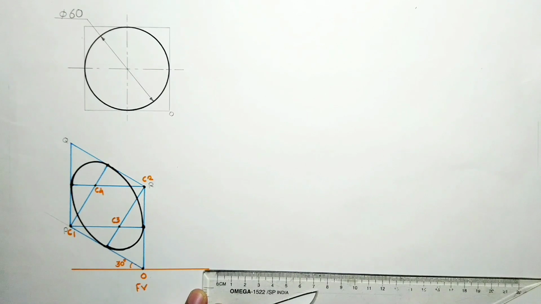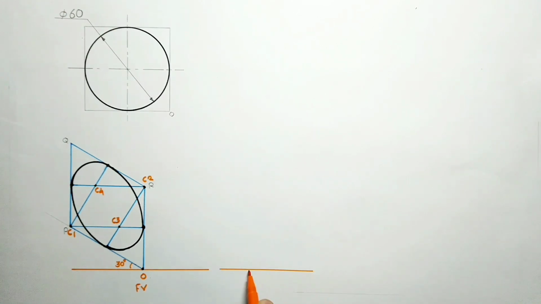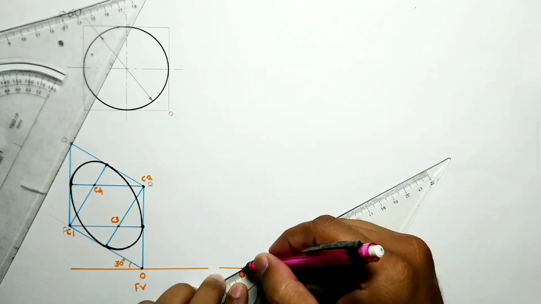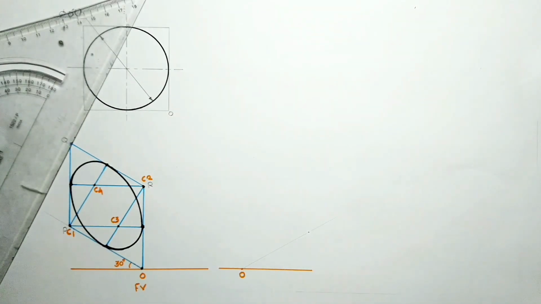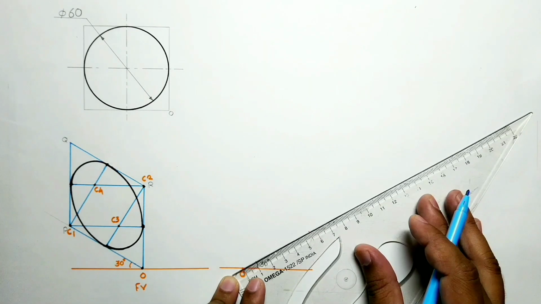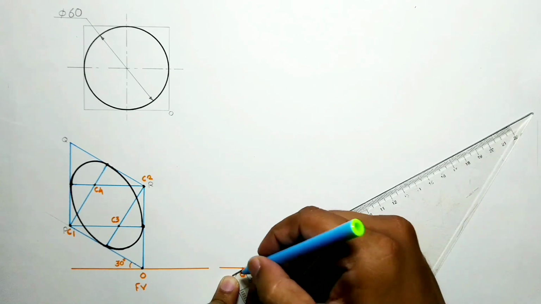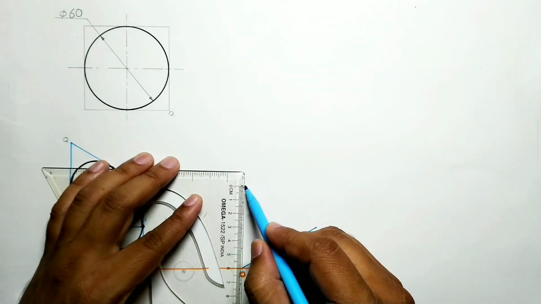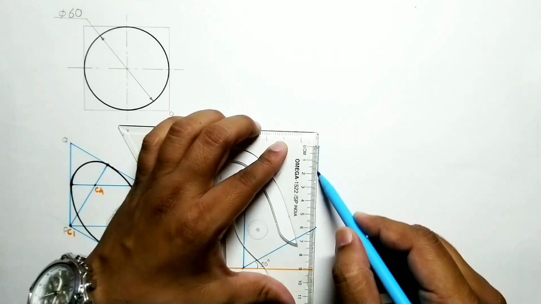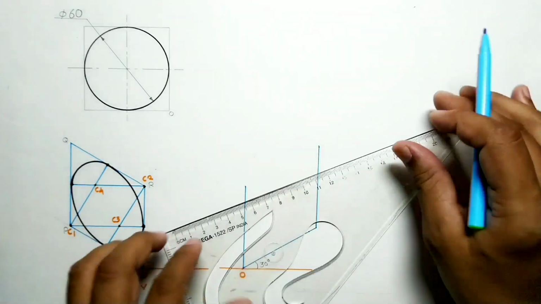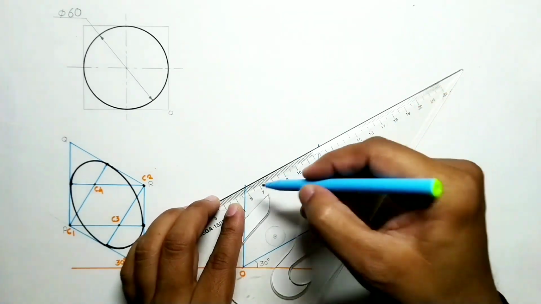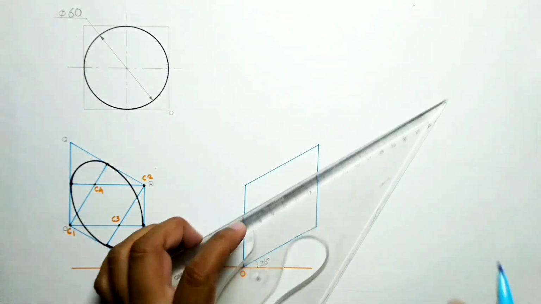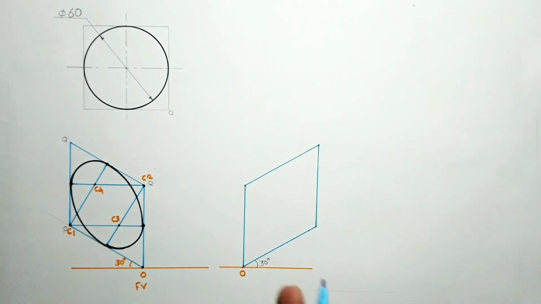Now how to draw it in side view? For that also take the baseline, origin point, 30-degree angle. So take the faint line. This angle is a 30-degree angle. And now complete one square as per the diameter 60. Then height is also 60. And then join this last point. So now this is in the front view, this is in the side view.